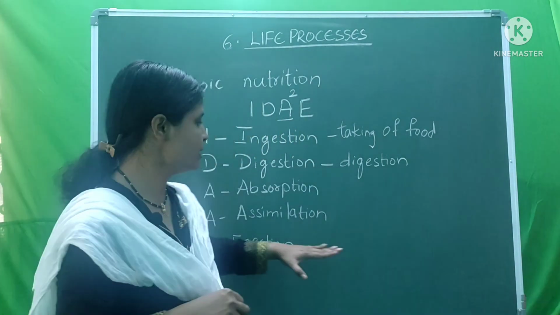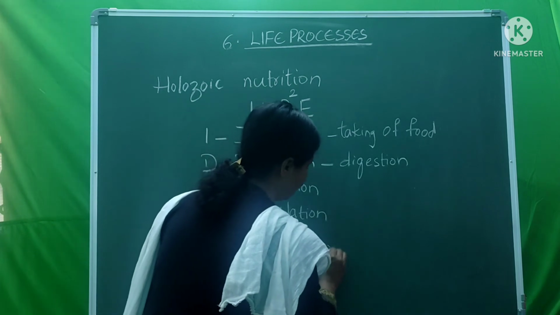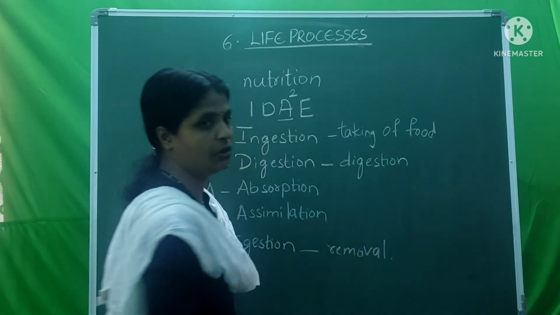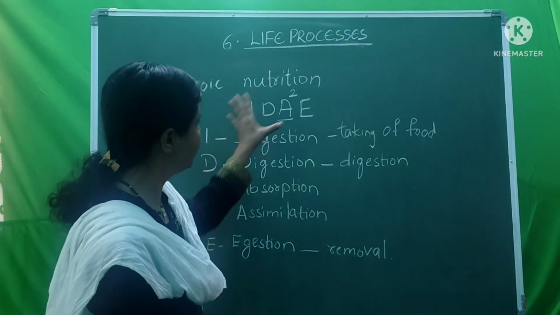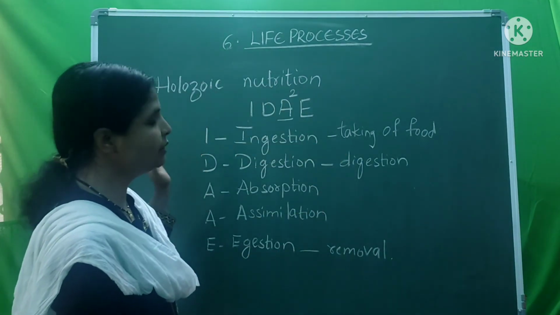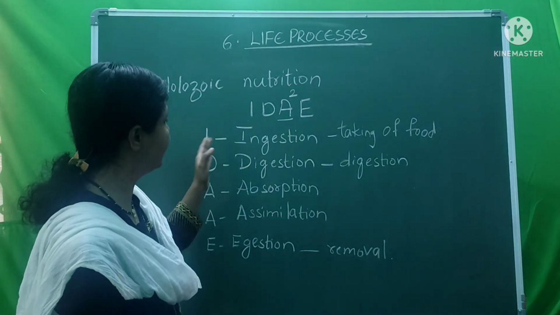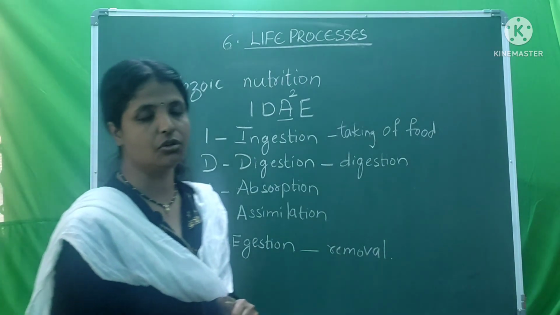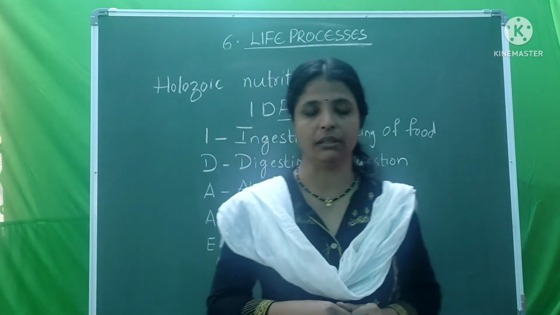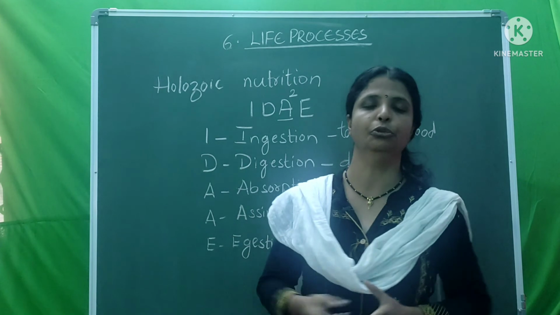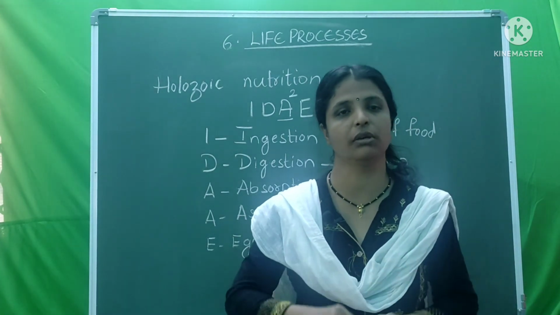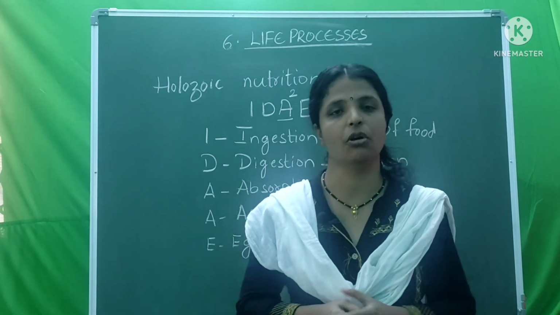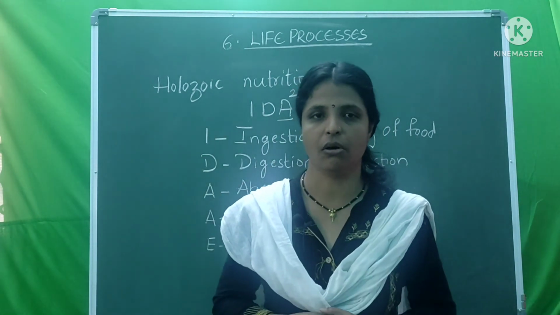That is called egestion. You can say simply, removal of the unwanted particles. So here IDEA can be remembered in this form: I for ingestion, D for digestion, A for absorption, A for assimilation, E for egestion. All these processes we are going to learn. They are involved not only in humans, but also from small microorganisms to higher organisms, from unicellular organisms to multicellular organisms.